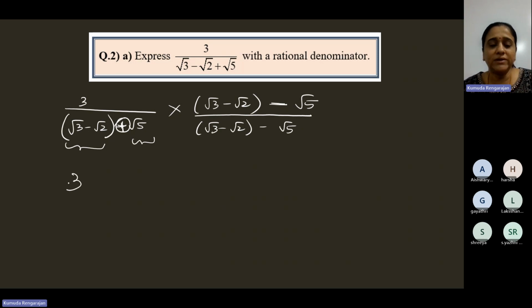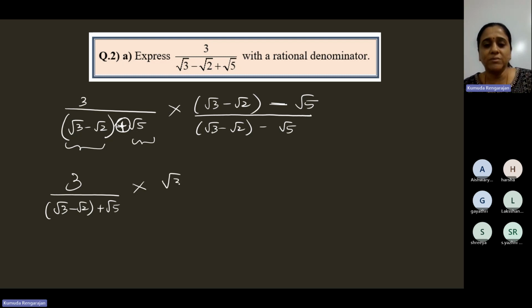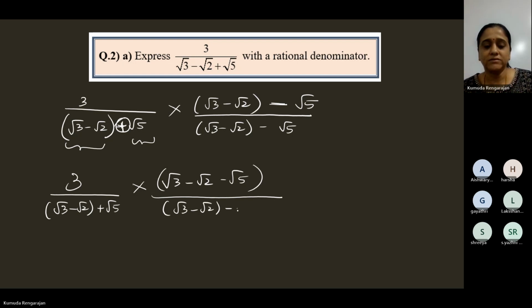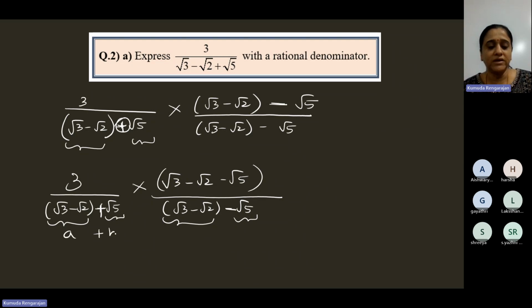Then the numerator becomes what? Don't write. Then in the numerator, what happens? It is root 3 minus root 2 minus root 5. You can just put it in one bracket. In the denominator, this is A. This is B. So this is A plus B, A minus B, A plus B into A minus B. So the product will be A square minus B square, as always.